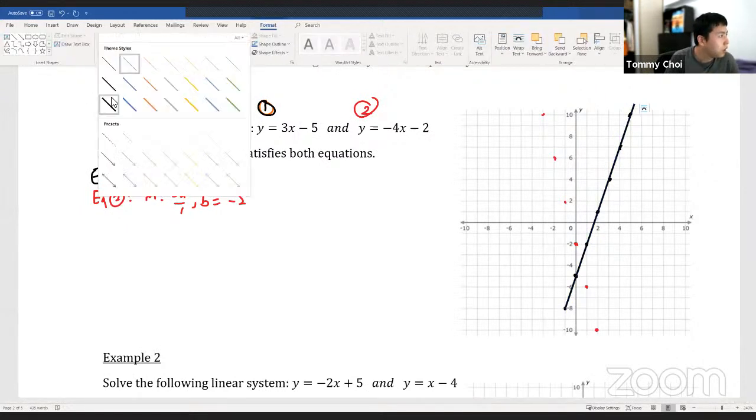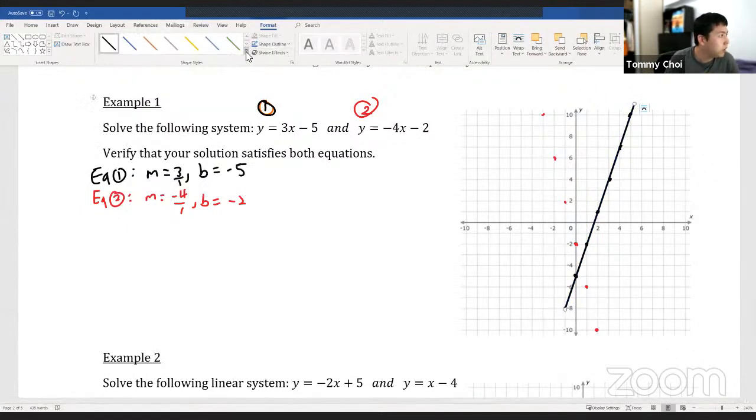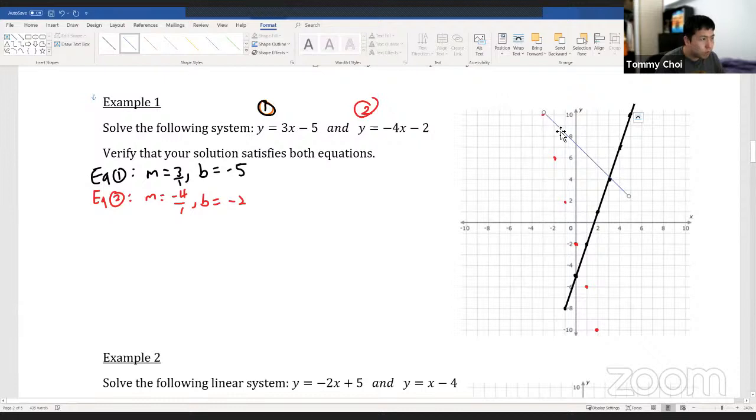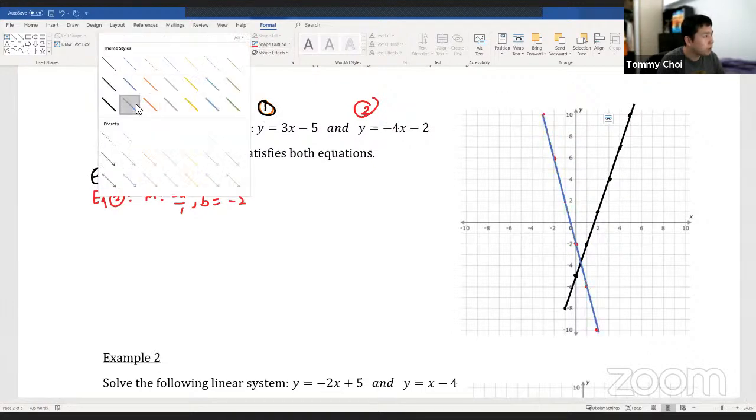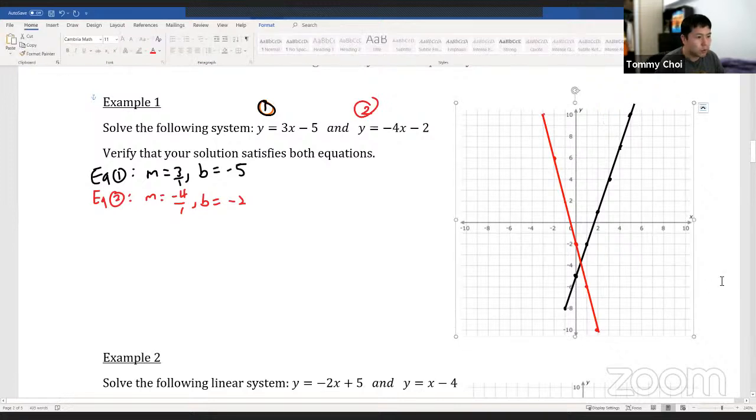Let's draw that line there. Beautiful line. And then for our second one, draw another line all the way down like that. We'll draw it red. Perfect. So there's our 2 lines. Okay.